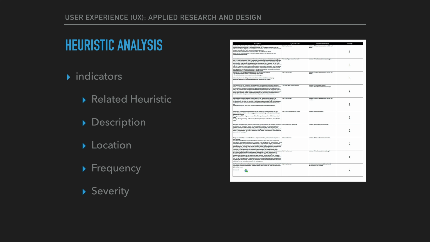One indicator is related heuristic. The heuristics that are related to the observation should be noted. Description: a description of the issue observation. Location: where the observation occurs within the product or interface. Frequency: the number of times the problem occurs should be noted. And severity: the degree of seriousness of the problem from minor to severe.